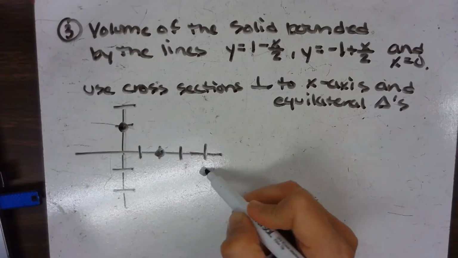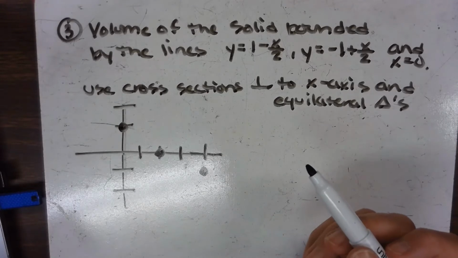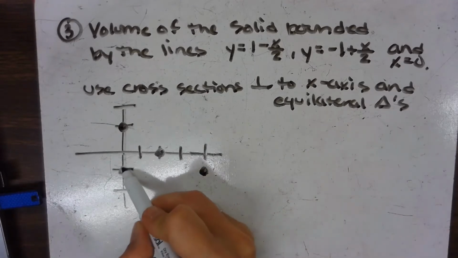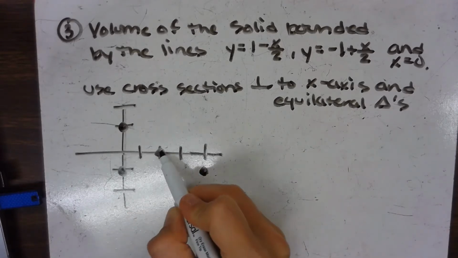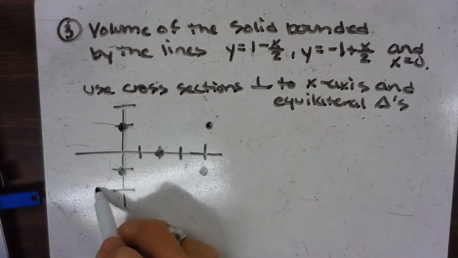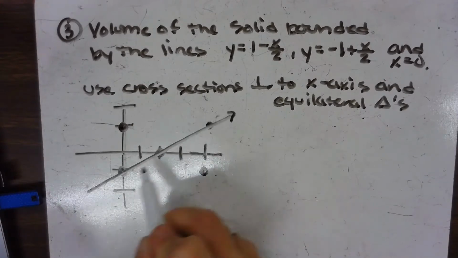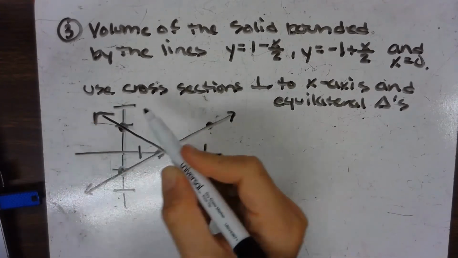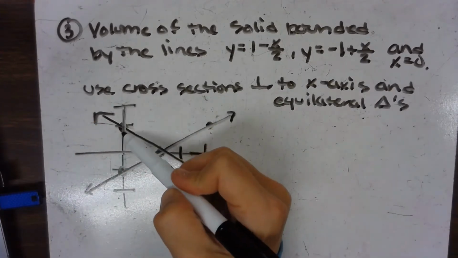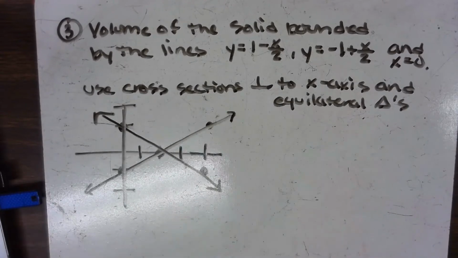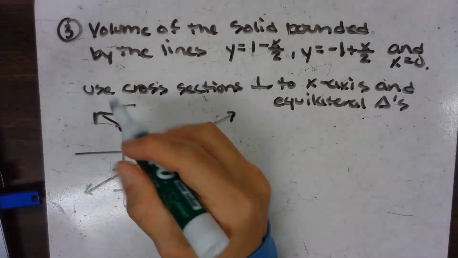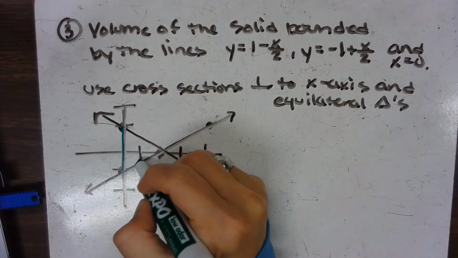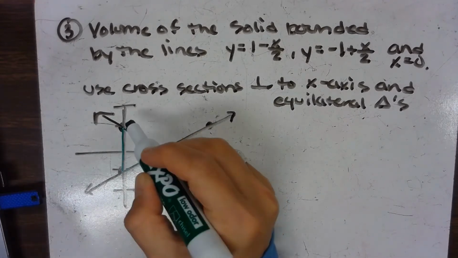over 2. It is great if you actually have graph paper. Here, -1, up 1 over 2, up 1 over 2. So you've got a line here, you've got a line here. And it says bounded by x equals 0, so this right here. So it's actually this region right here that we're finding the volume of.